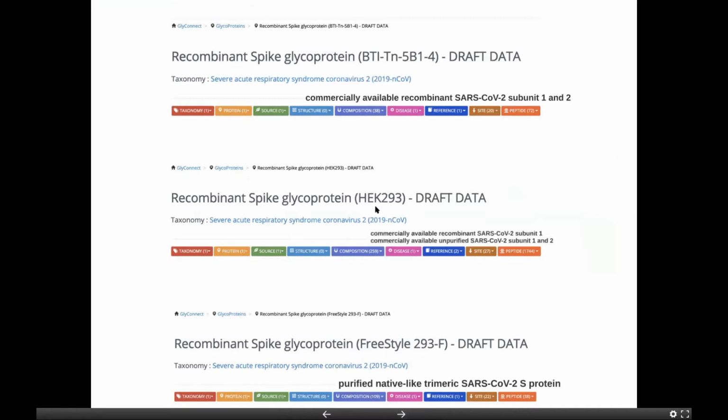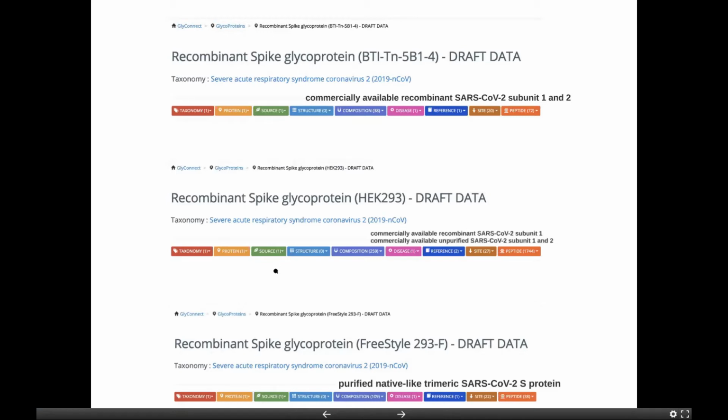So I made a point. You see that since yesterday, you are now a bit familiar with our little color code for the information that is included in the database. In each case, GlyGen mentioned yesterday that they have included this data set. This is the only purified native-like protein, whereas all the others are commercially available. However, all of them are recombinant.